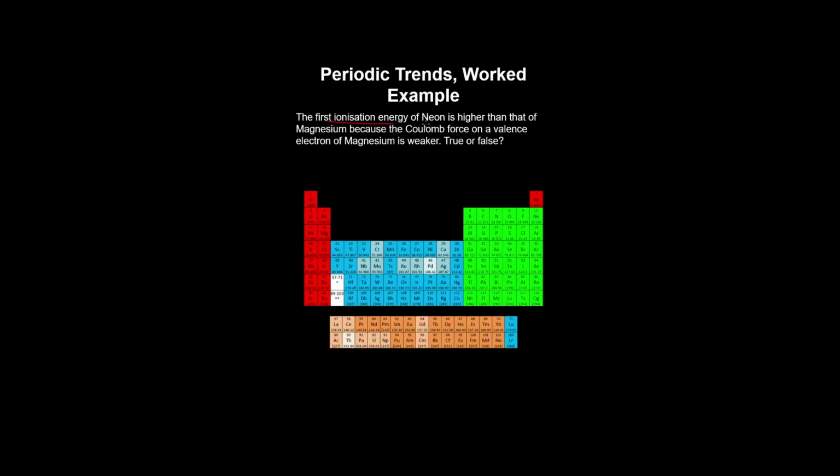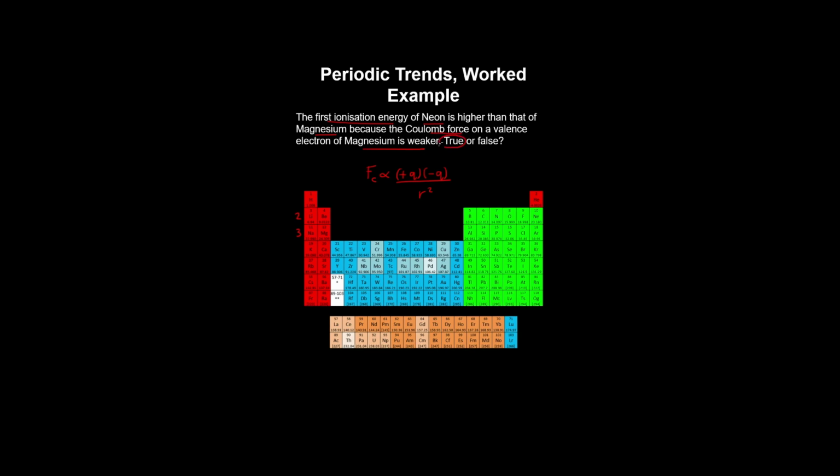The first ionization energy of neon is higher than that of magnesium because the Coulomb force on a valence electron of magnesium is weaker. True or false? Well, as we know, neon is at energy level 2 and magnesium is at energy level 3 in the periodic table. So given that magnesium has an additional shell and the Coulomb force is proportional to the charge of the nucleus times the charge of the electron over the squared distance from the valence electron to the nucleus, then we know that the Coulomb force on a valence electron of magnesium is weaker.